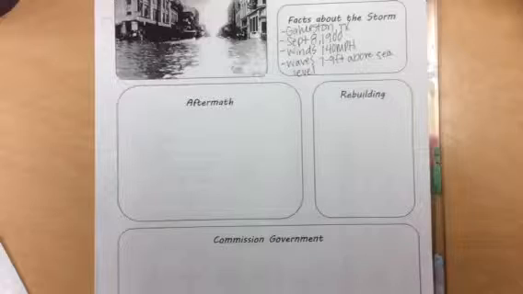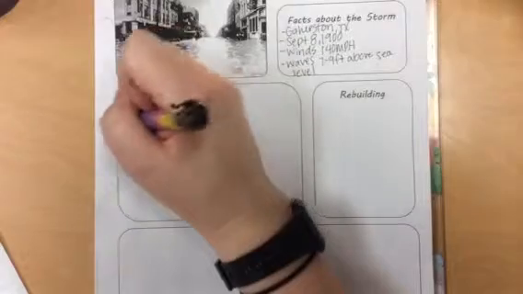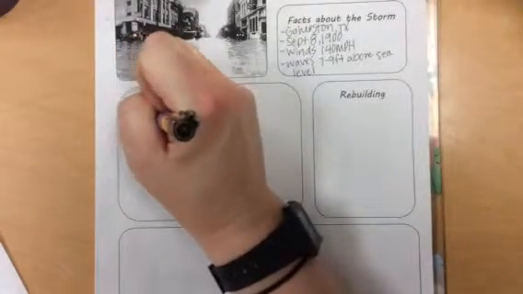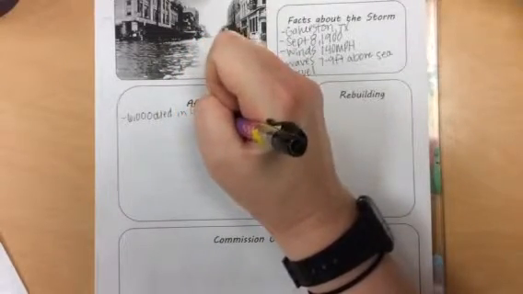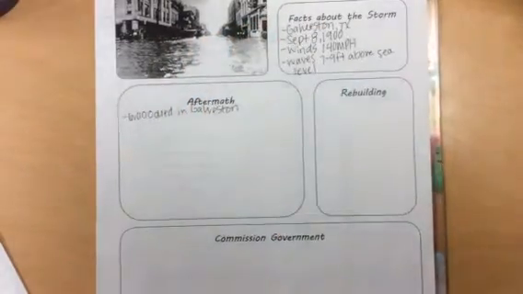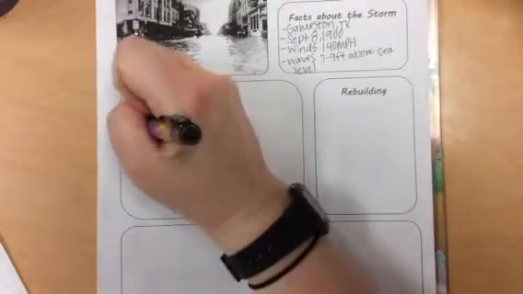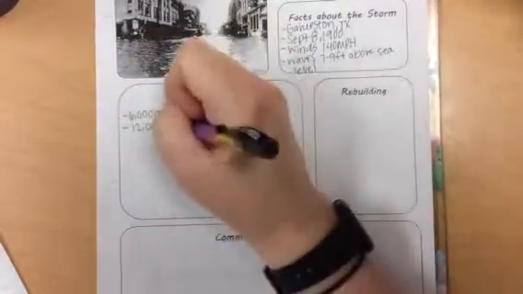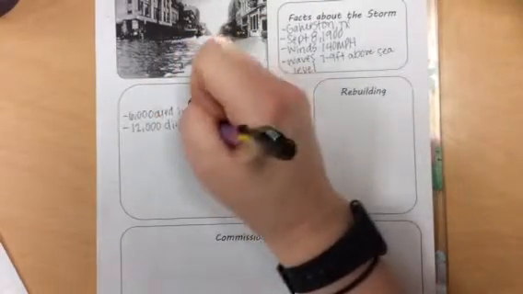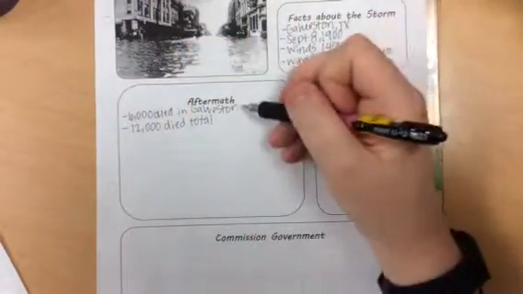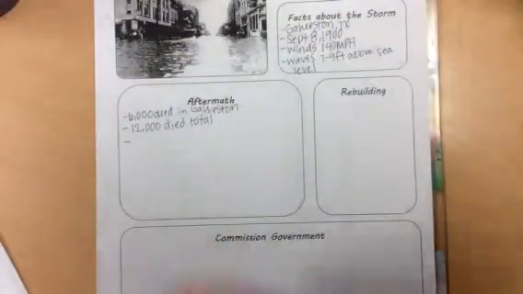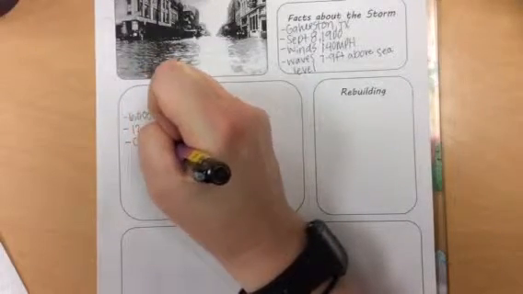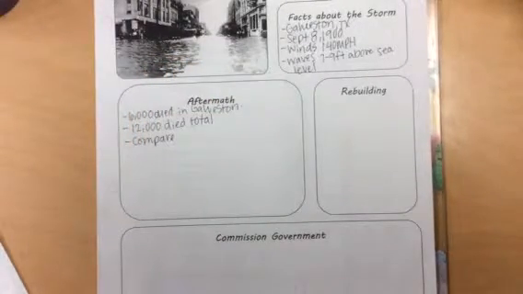Okay, so a lot of this is going to be review, but then we're going to add some information down here at the bottom. The aftermath is that 6,000 people died in Galveston. And then altogether, total deaths are at 12,000. That's including the 6,000 from Galveston. And then we can compare this to more recent storms.